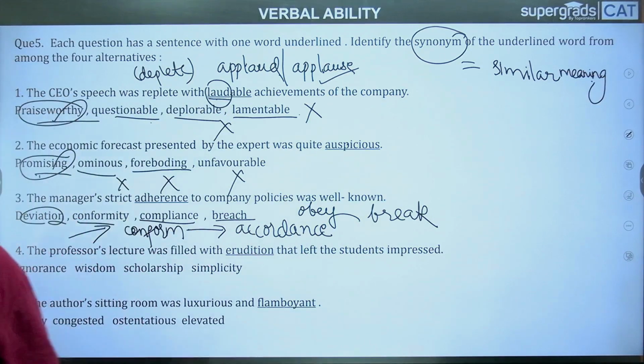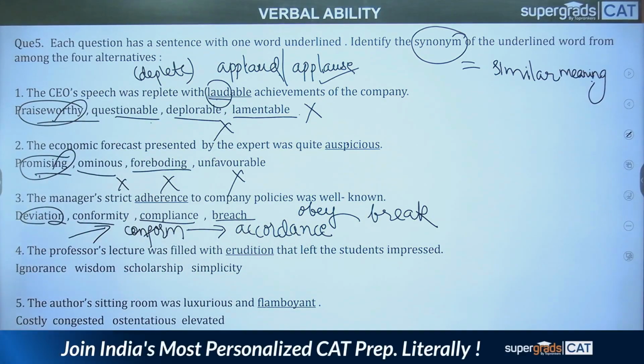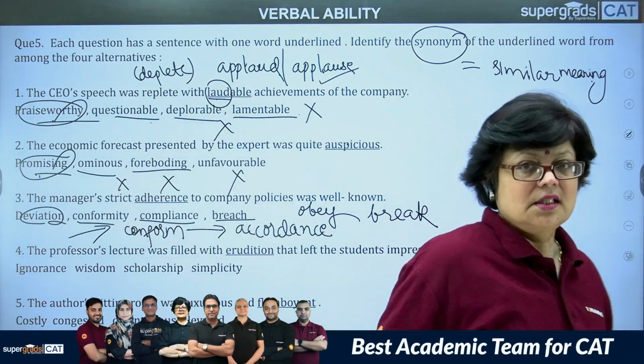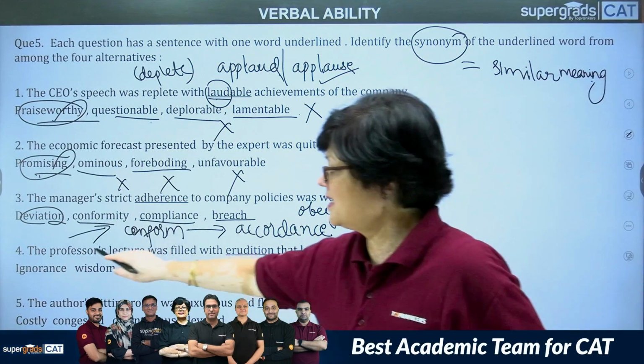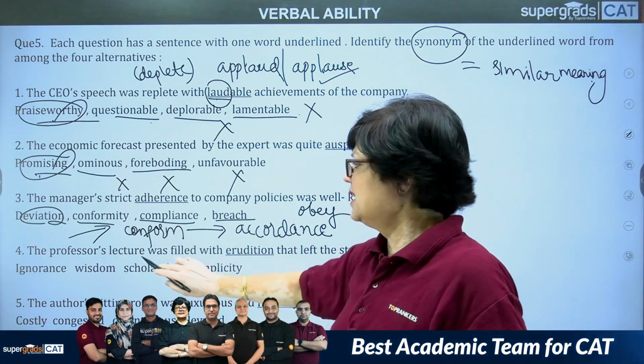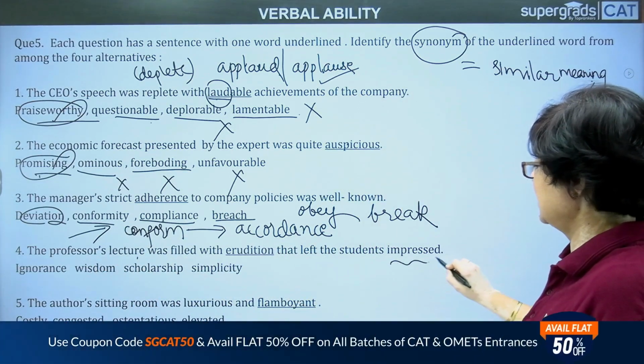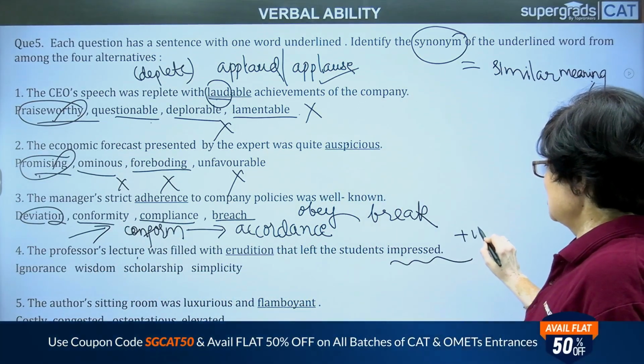Now look at the next sentence. The professor's lecture was filled with erudition that left the students impressed. The professor is a knowledgeable person. His lecture was filled with erudition that left the students impressed. So this shows a positive meaning.